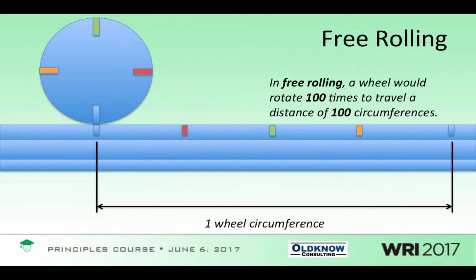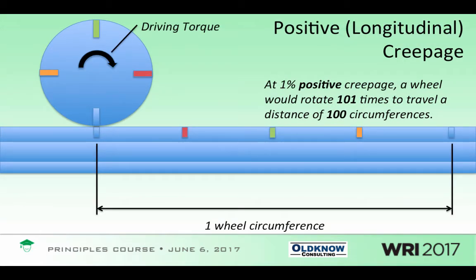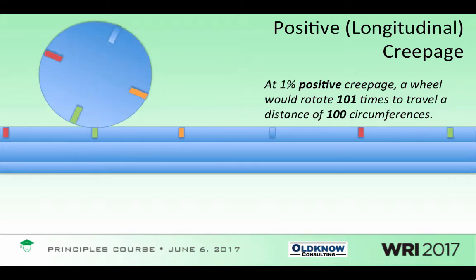To get a sense of what creepage is, we can first consider this simplified view of the wheel and rail. Now in free rolling, a wheel would rotate 100 times to travel a distance of 100 circumferences. We can contrast free rolling with positive longitudinal creepage, where we might imagine a driving torque applied to the wheel as we see here. And that driving torque creates a small relative motion between the wheel and rail at the interface. Now at 1% positive creepage, for example, a wheel would rotate 101 times to travel a distance of 100 circumferences.